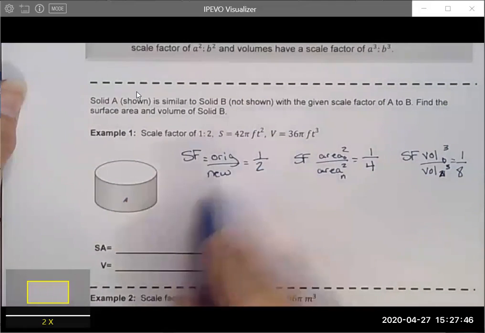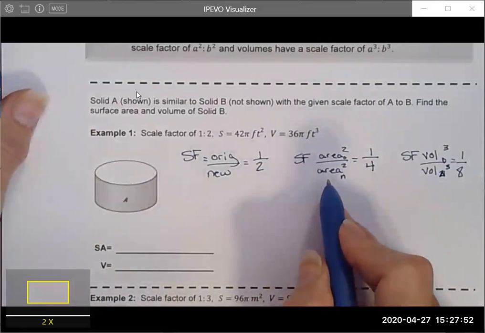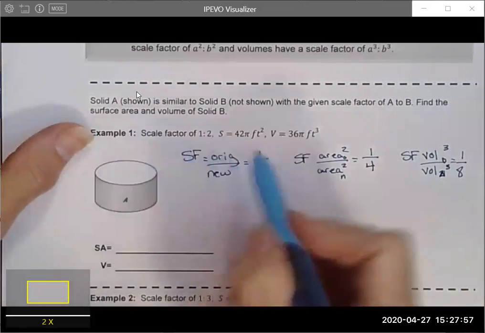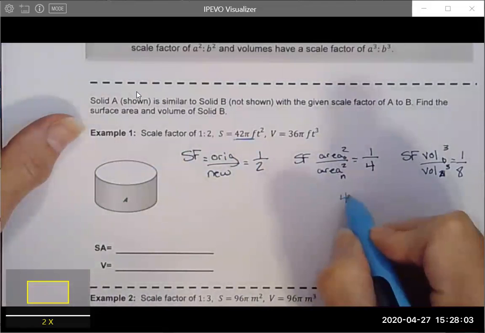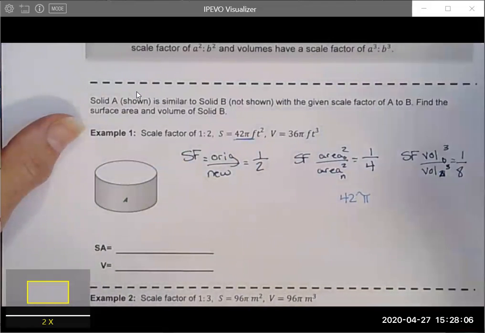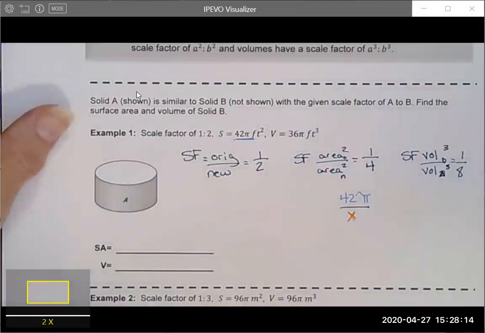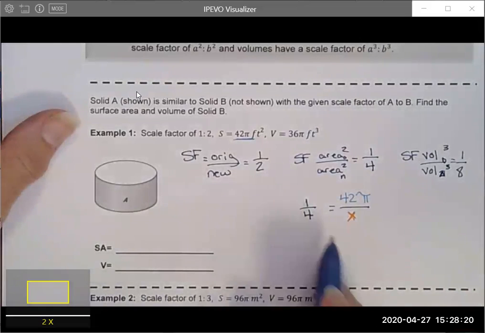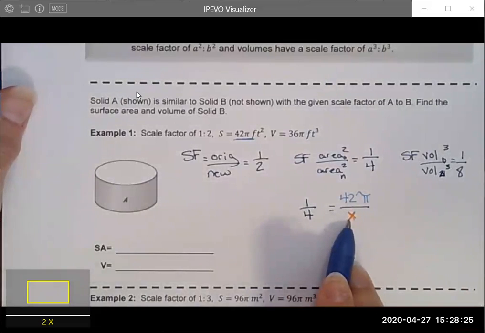So what does that look like? How do I answer this question? What I'm going to do is I'm going to use my surface area. If my original surface area, which I am going to draw in with blue, was 42 pi, then I can compare that to my new surface area, which I actually don't know. So I'm going to give it an X, because in math, when we don't know something, we give it an X, but I know that that has to be in a ratio of 1 to 4. I know that this new shape is going to have 4 times the area of the original shape.